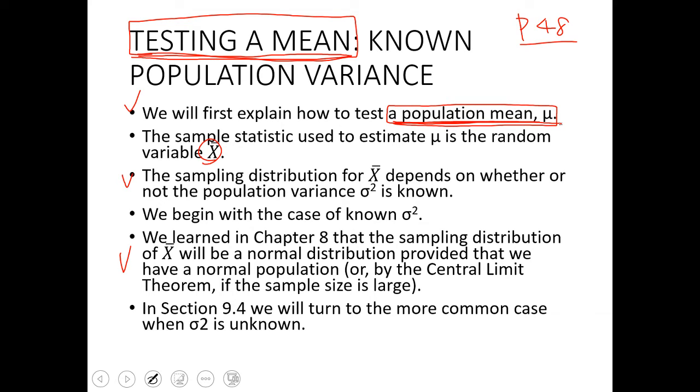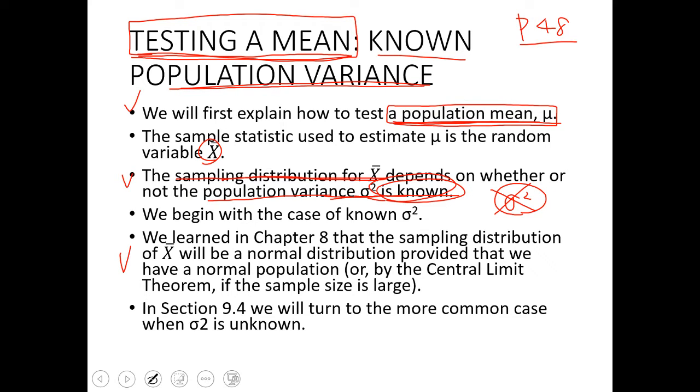And we have a sampling distribution for x bar, which depends on whether or not the population variance sigma is known. So we have two cases. One is that the population variance sigma squared is given, so a known population variance. Or if we don't know the population variance, then we have to use another way. In this example, we assume that we know the population variance.